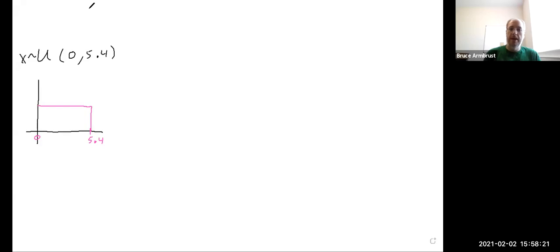All right, good, Willie, thank you. It's going to be 1 divided by B minus A. Because remember, the area in any kind of a distribution is always equal to 1. So we know the area of this rectangle equals 1. So 5.4 times its height is going to equal 1. So the height is 1 divided by 5.4.